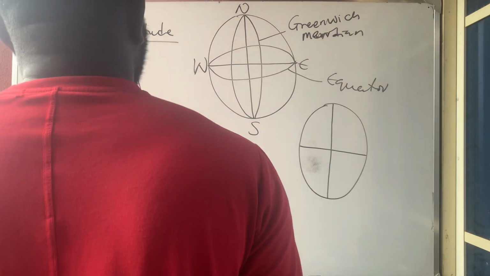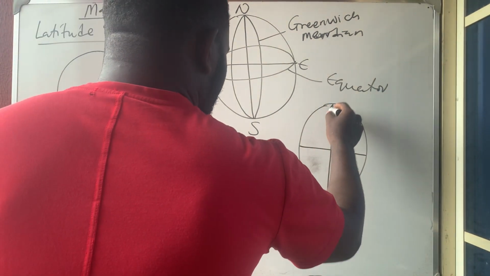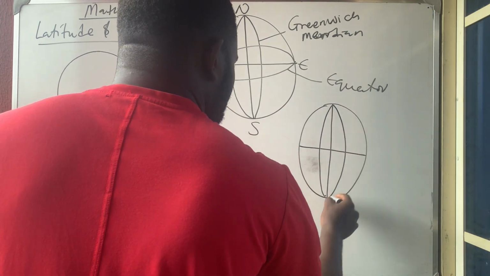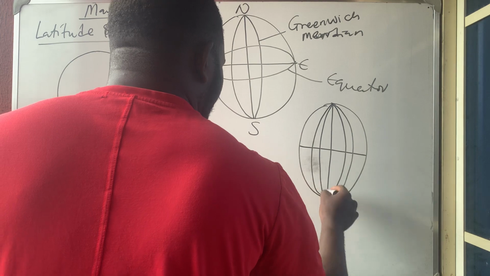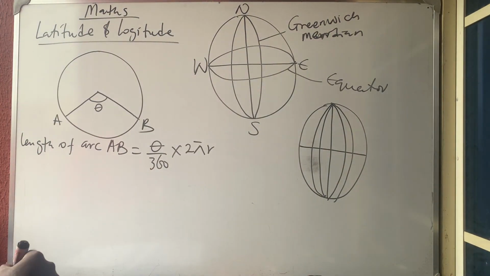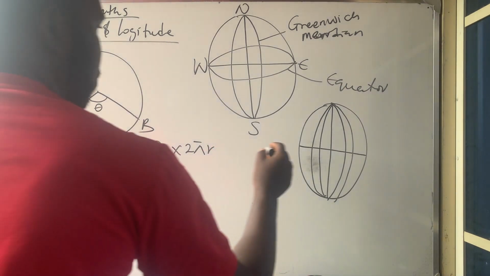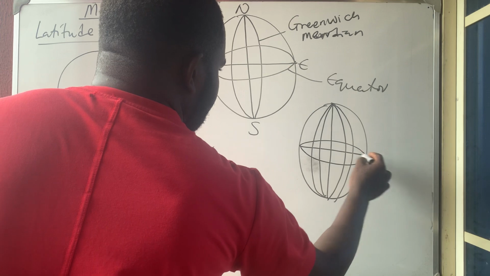And you need to know that the longitude is equally called the great circle. So any longitude is a great circle. Why? Because it's bigger than the latitude. So they form great circles. Why the one for latitude?